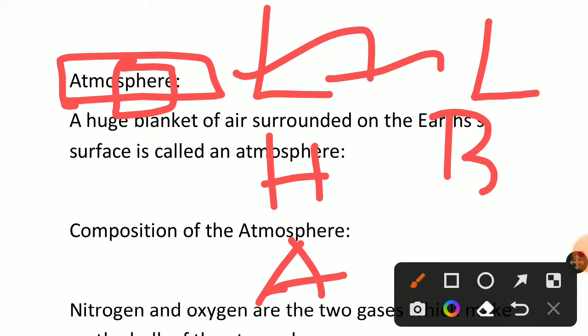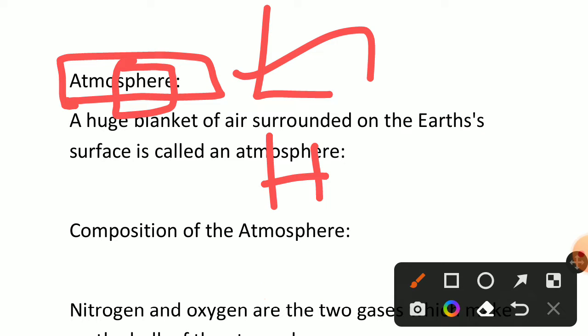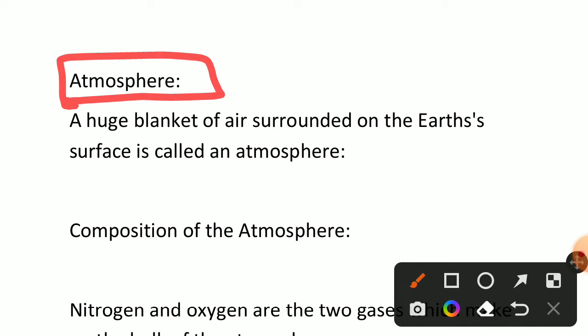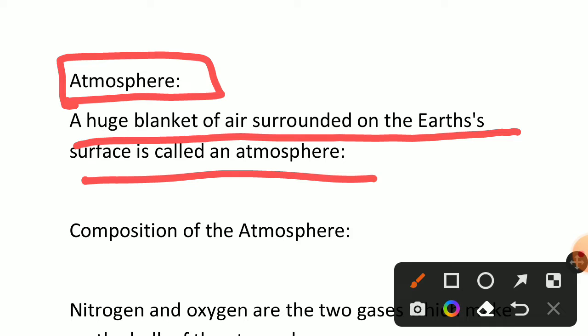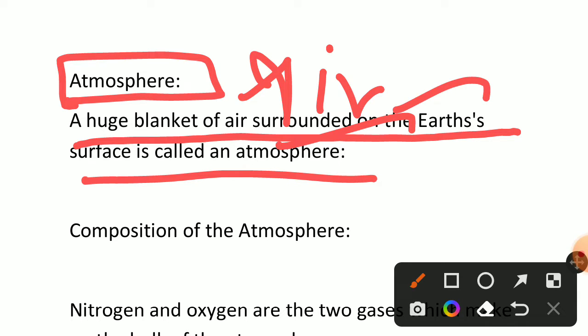Now we know the four types of spheres. Now we'll go to atmosphere. Atmosphere is nothing but the huge blanket of air on the earth's surface. Atmosphere means air, that's all. It is a huge blanket. It has many gases, many mixtures of gases and many percentages of gases. That is called air. Atmosphere.